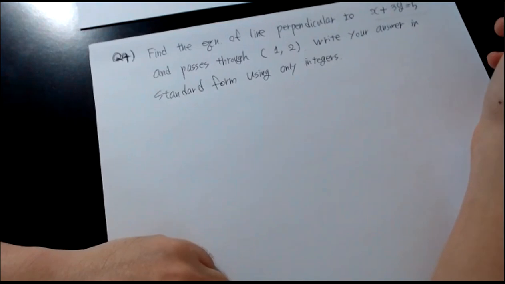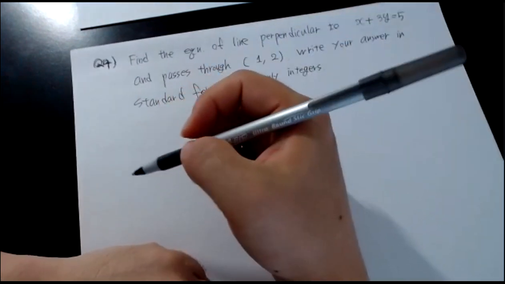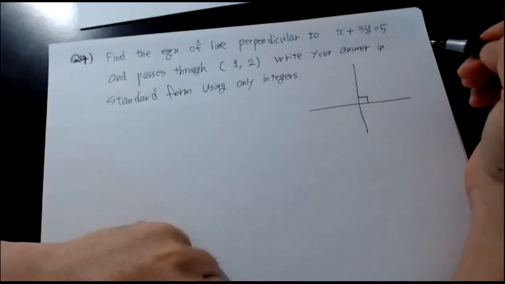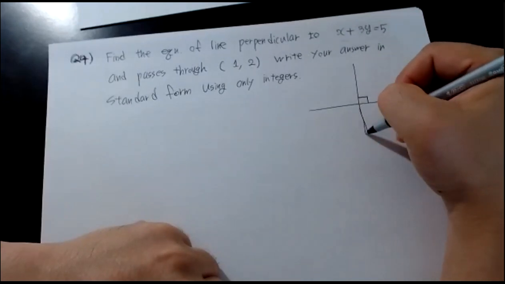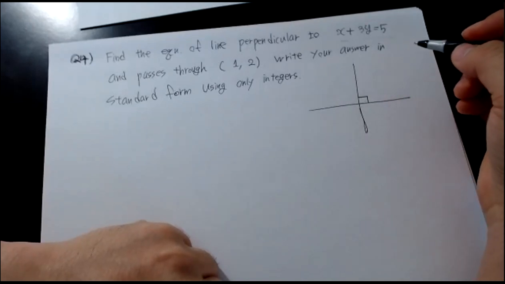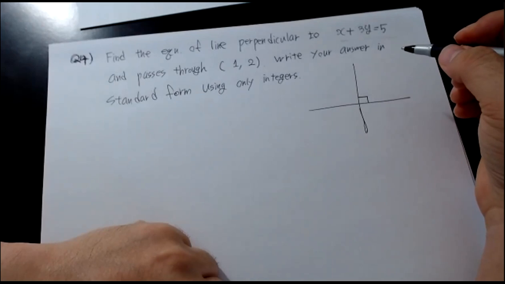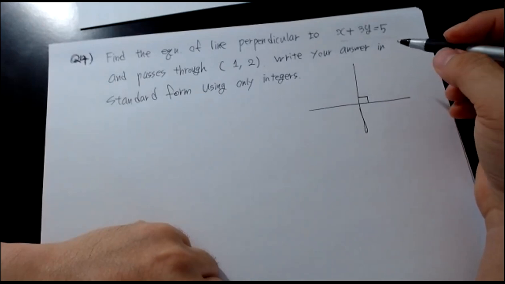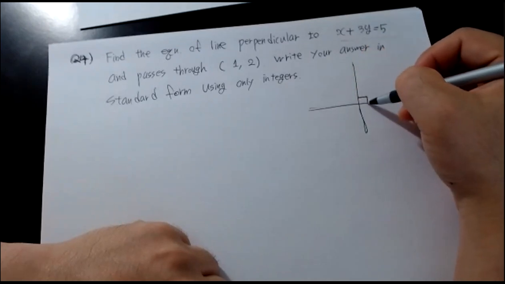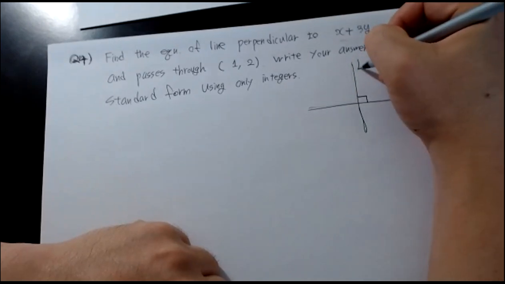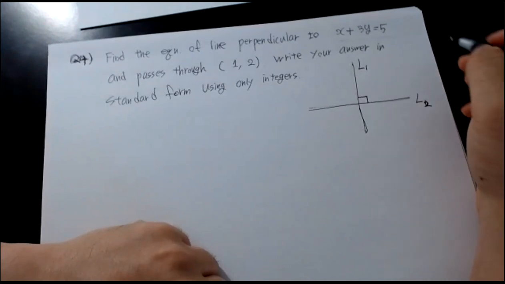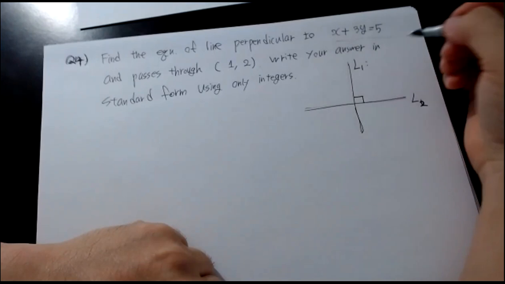Okay, so perpendicular. What does perpendicular mean? I told you, two lines cross at a right angle. This is not an xy coordinate system. So two lines cross at a right angle. Then let me put a name for this here. Okay, this is L2. So for L1, let's say the equation of the line.